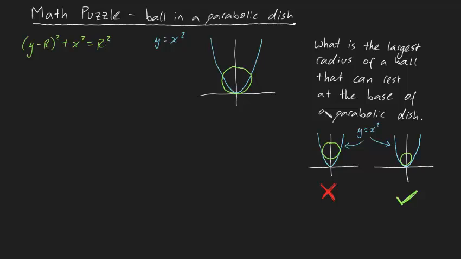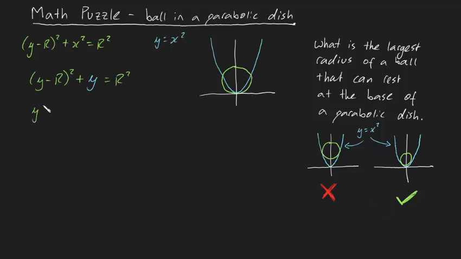Now I'm going to consider where this circle and this parabola intercept. The way we do that is by setting these two equations equal to each other. So this will be (y minus r) squared plus, and instead of writing x squared, we're going to write y here, and that's going to be equal to r squared, like this. Now we need to go through the algebra here to solve for y to figure out where they intercept. So let's do that.